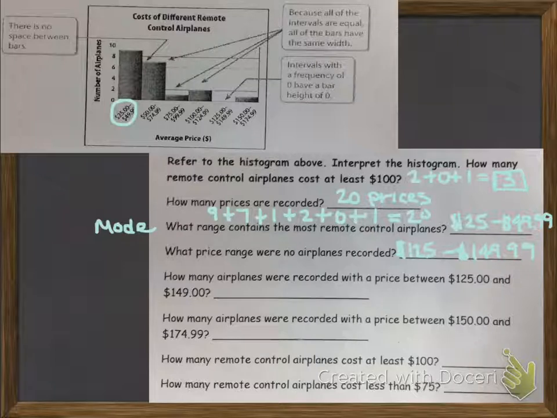How many airplanes were recorded with a price between $125 and $149? You go and look for that range. Here we have this range right here, and it has a height of 0, so that means we would put 0. Then how many airplanes were recorded with a price range of $150 to $174.99? That would be 1 airplane.